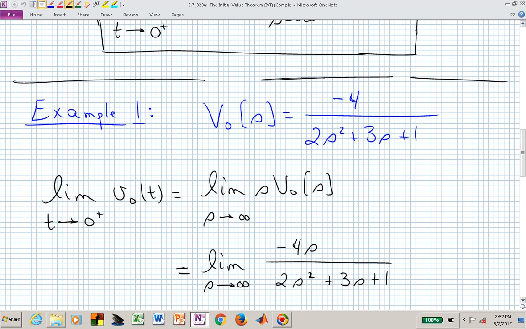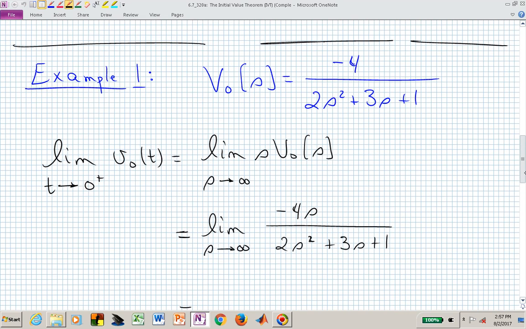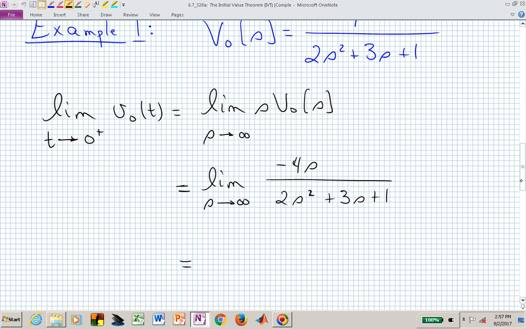We're looking at the limit as s goes to infinity of minus 4s. We've multiplied V sub 0 of s by s, and now we have minus 4s over 2s squared plus 3s plus 1. But now, looking at large values of s, the highest power of s in the numerator and denominator will dominate the lower powers. So we just really need to concentrate on the largest powers of s in the numerator and denominator.